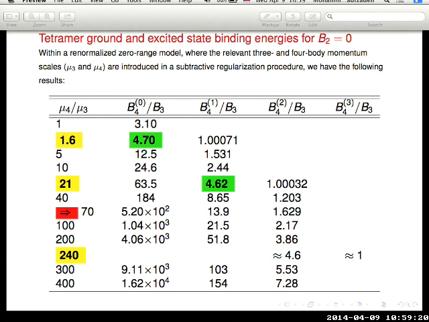Sure. This is the prediction done by Deltuva, who obtained 4.6 for the ground state. But the ground state is before 0, right? We need to go up. Yeah, here, for example. This can correspond to Deltuva. Of course, they have comparison with other groups.